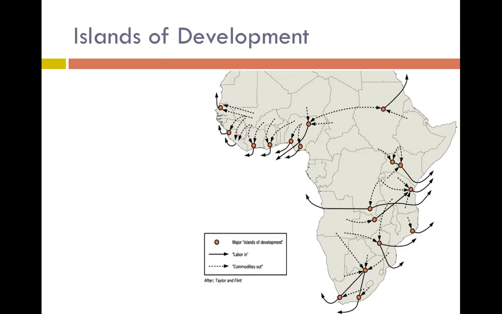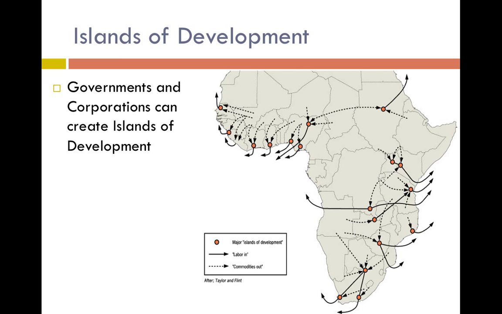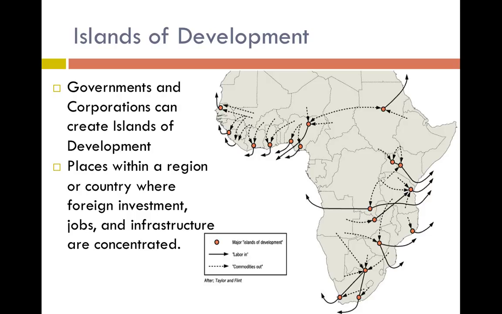This causes islands of development. Governments and corporations create islands of development. These are places within a region or a country where foreign investment, jobs, and infrastructure are concentrated. This also, as we learned earlier, causes uneven development within the state. You'll have these areas of concentrated wealth and development, but as soon as you leave those areas, you see that that wealth and development is not distributed among the population. So you have some rich people in that country, but the rest of the country is still suffering at lower levels of development.